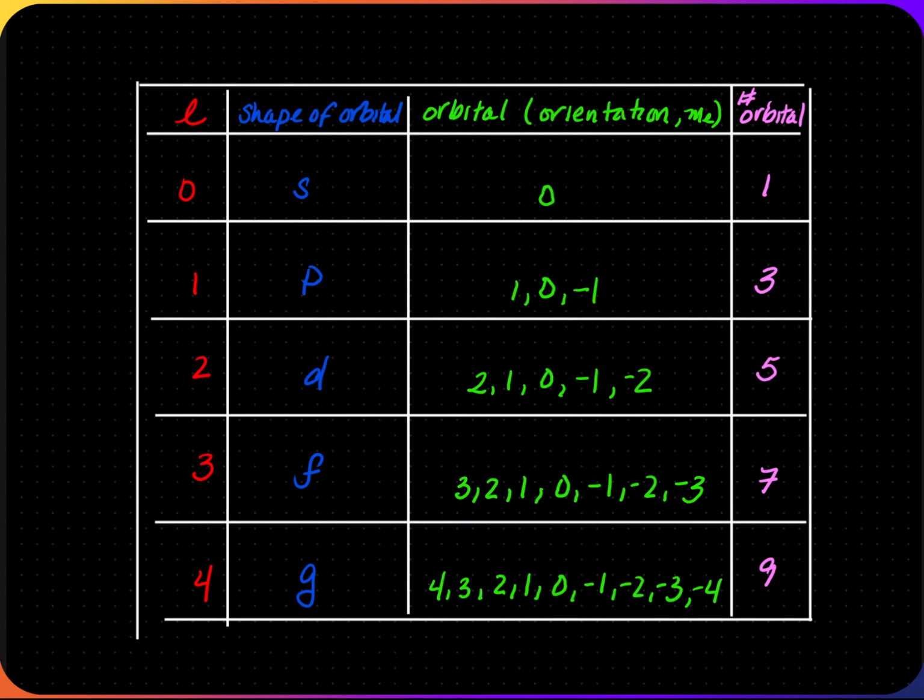So this table just summarizes the previous slide. When L equals 0, the shape of the orbital is S, and there is only one possible orientation, so ML is 0. So the number of orbitals is 1. When L equals 1, the shape is a P, and again, ML is equal to plus or minus L. So it's going to be 1, 0, and minus 1. So there are 3 possible orientations or orbitals. When L equals 2, the shape of the orbital is D, plus or minus 2. So it's 2, 1, 0, minus 1, minus 2. So there are 5 total orbitals.